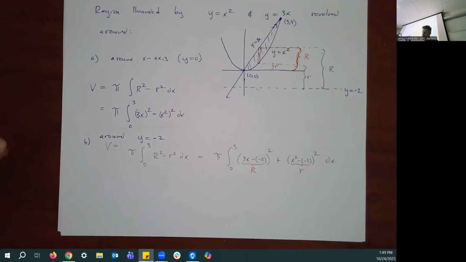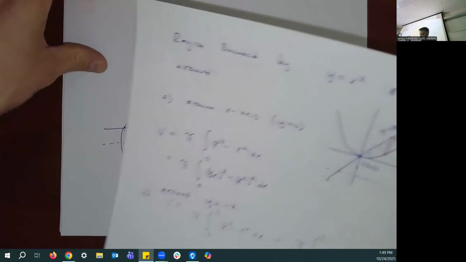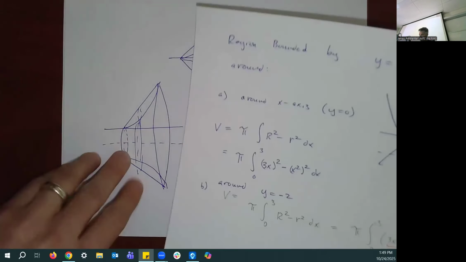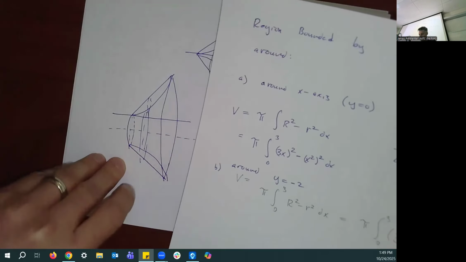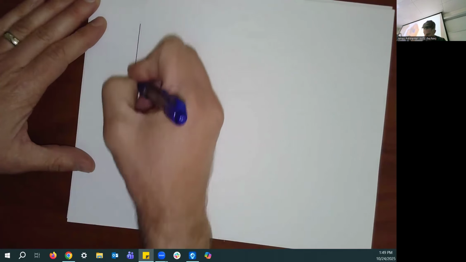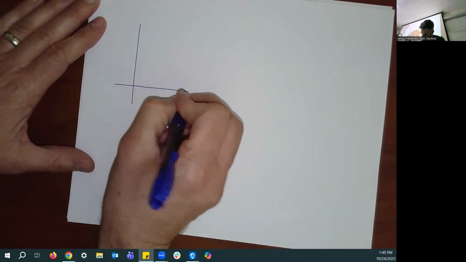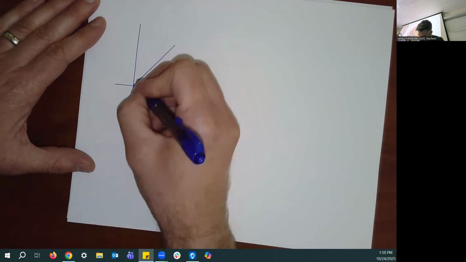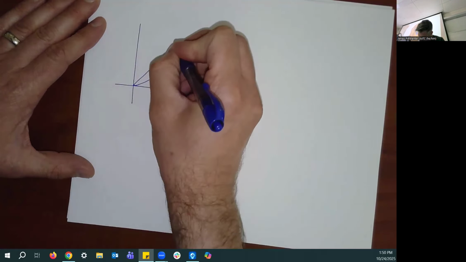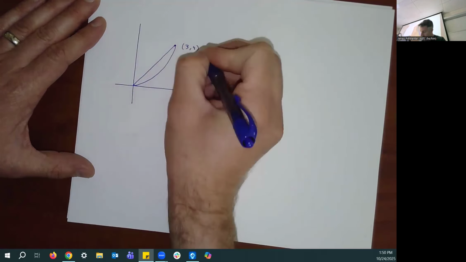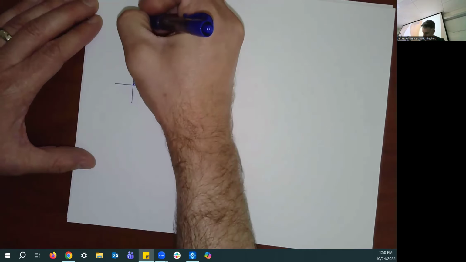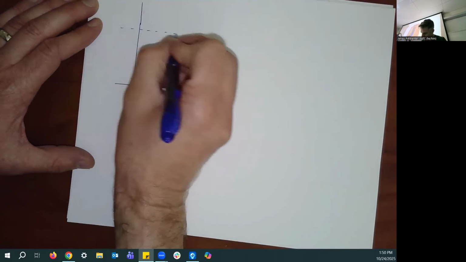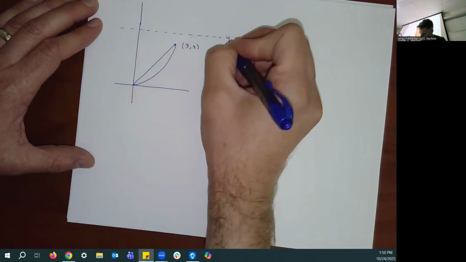So let's say, I really wish I had more room on this piece of paper. All right, I'm just going to draw it again. Same thing, but now we're going to go around a different horizontal line. Same region, one more time. It looks vaguely like this. But now we're going to go around a line like, say, y equal to 12.